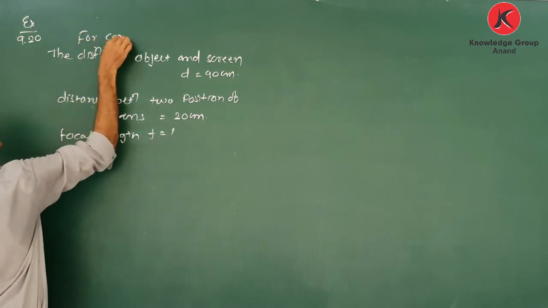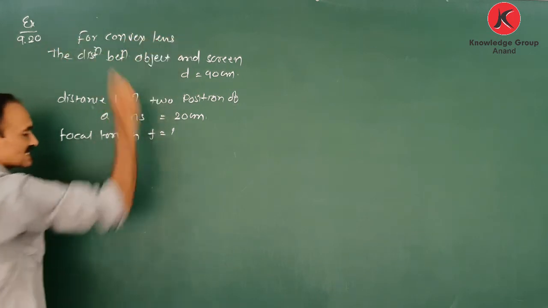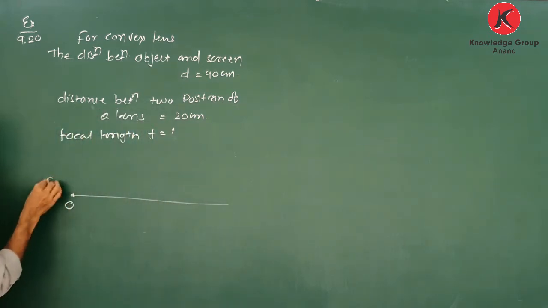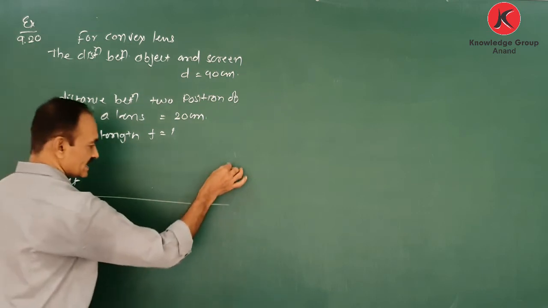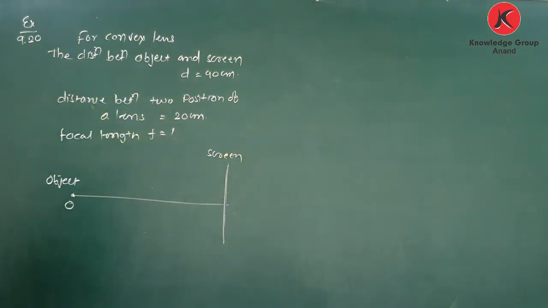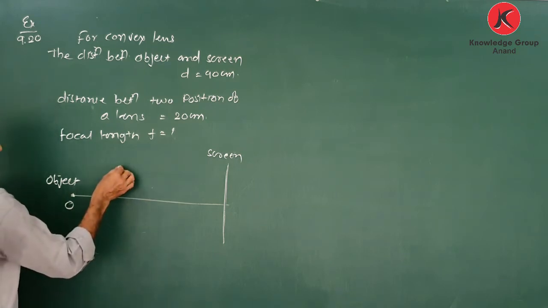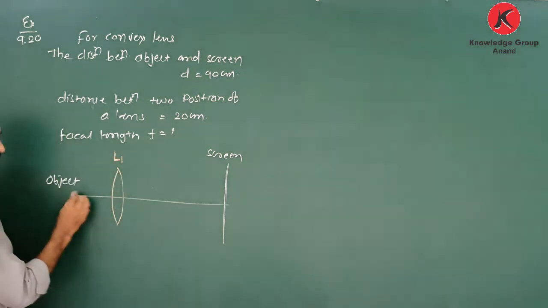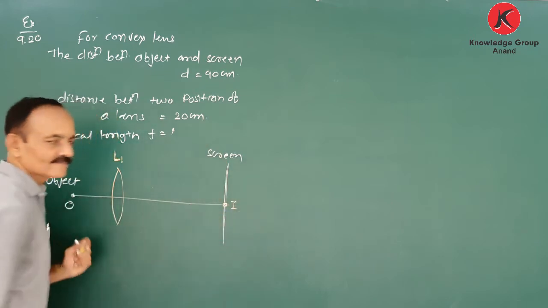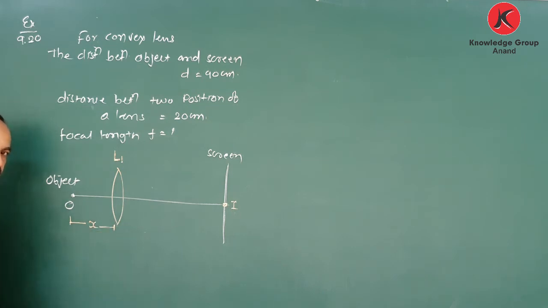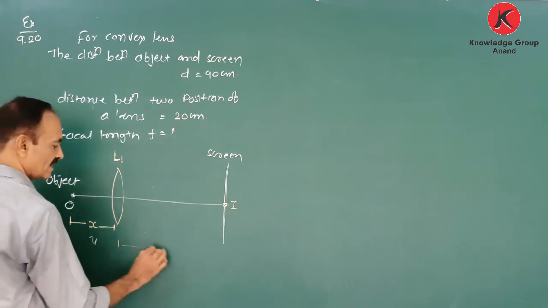Here a convex lens is given. So what does this numerical say? There is the object and there is the screen. For two different positions of the lens, we obtain the image at the same point, that means on the screen. Suppose here the first position of the lens is L1. So the object is here, and its image is formed on the screen I. At that time, there is our object distance. Suppose this distance is x.